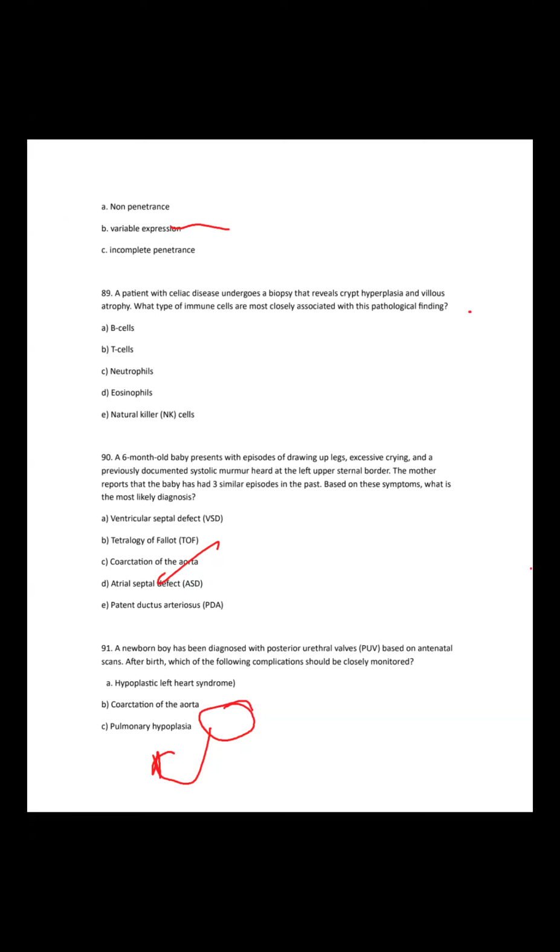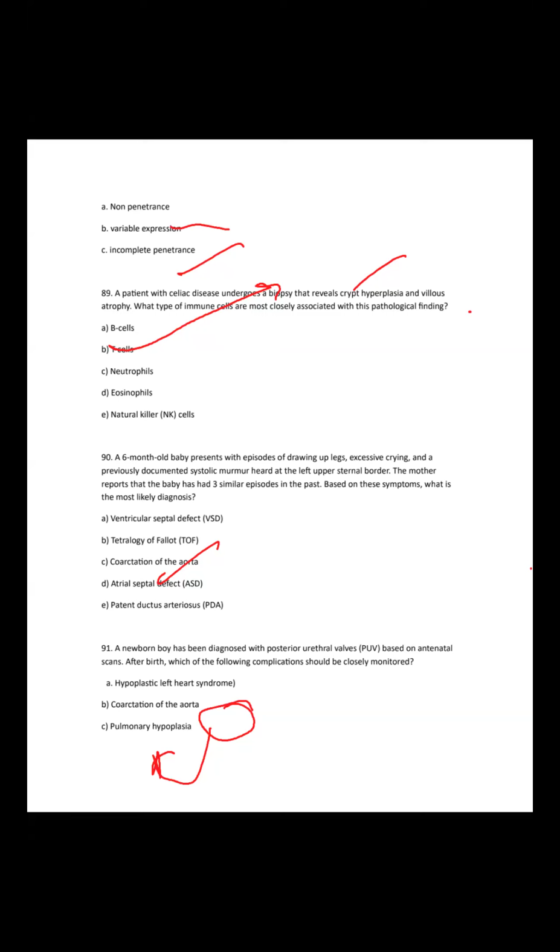Okay. A patient with celiac disease undergoes biopsy: crypt hyperplasia and villus atrophy. Which type of immune cell is most closely associated with this pathological finding? So it is most associated with T cell mediated damage, which occurs to the intestine.